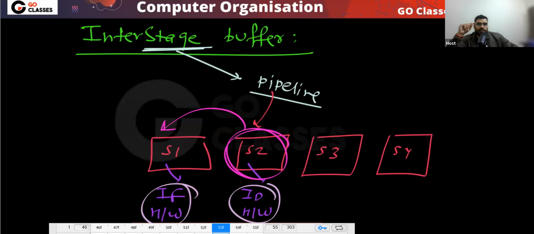I'm saying that when this S2 needs some information, this is your instruction decode hardware. In this stage you decode and you read the register.